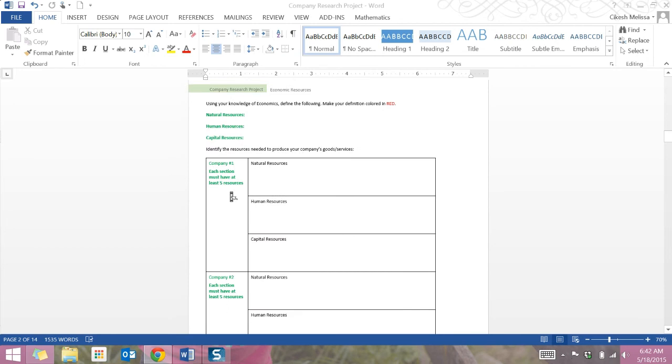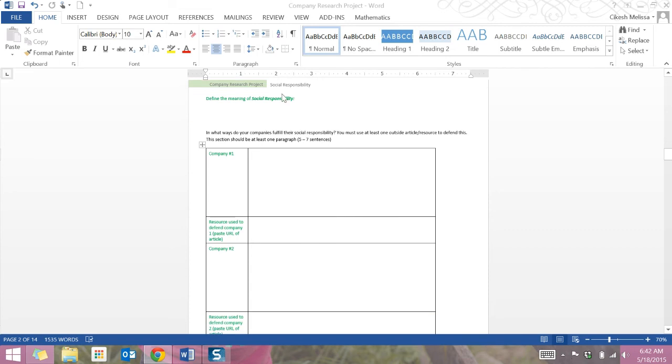The next section, economic resources. Using your knowledge of econ resources, give me the definitions for these 3 things, natural, human, and capital, and then tell me what resources each company has, and you must give me at least 5. 5 natural, 5 human, 5 capital resources that the company would have. They should be different for each company.